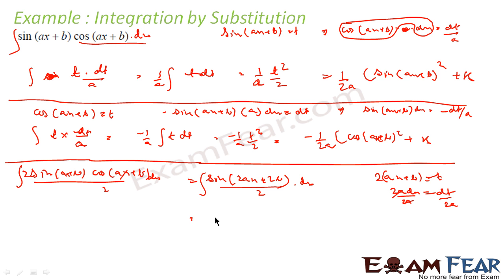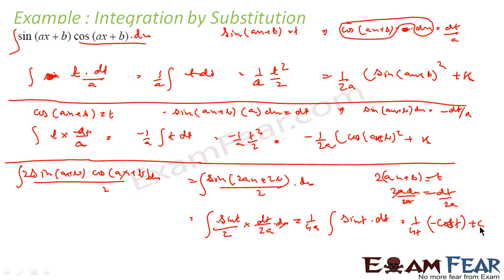So I can write this as sin t by 2, and dx is nothing but dt by 2a. So I get the constant 1 by 4a times the integral of sin t dt. This is also very simple for me to solve. This is nothing but 1 by 4a, sin t becomes minus cos t, and t is 2(ax+b), so this becomes minus 1 by 4a into cos(2ax+2b) plus a constant.